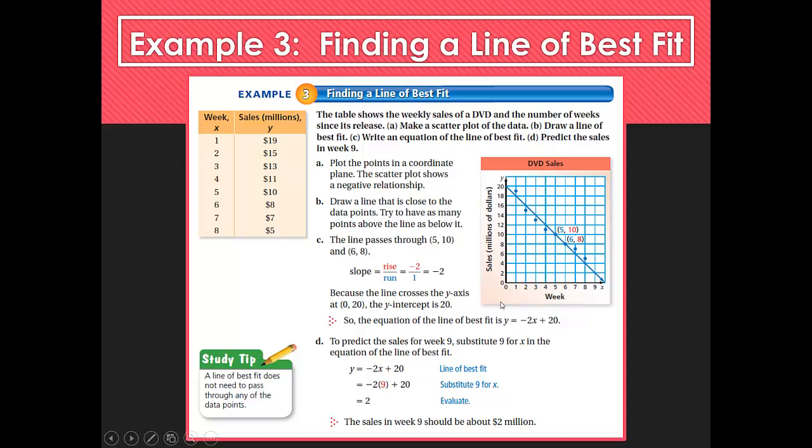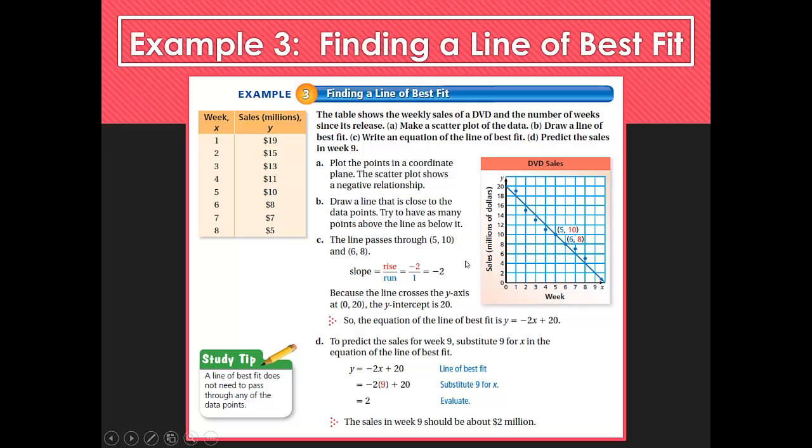Now our second part, draw a line of best fit. So you can see that the line was drawn around these points. It's not going to touch all the points, but it should be in between the points. So you might have some on the line, you might have some to the left of the line and some to the right of the line. Try to have as many points above the line as below it. So you kind of have about an even amount of points. So here we have 1, 2, 3 above and 1, 2, 3 below. And then we had 2 that were right on that line.